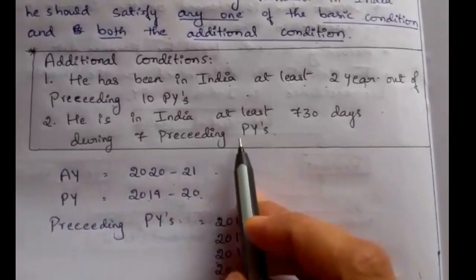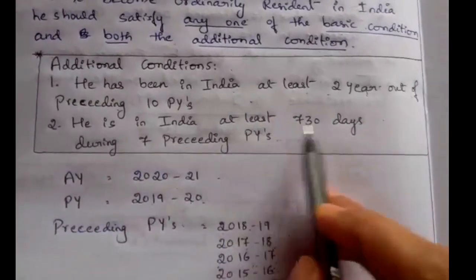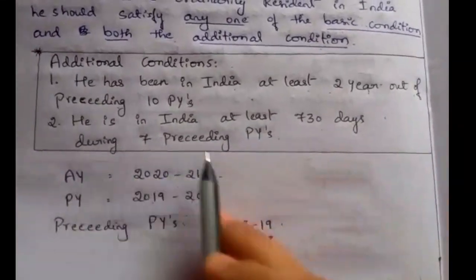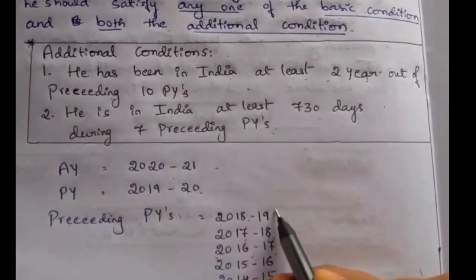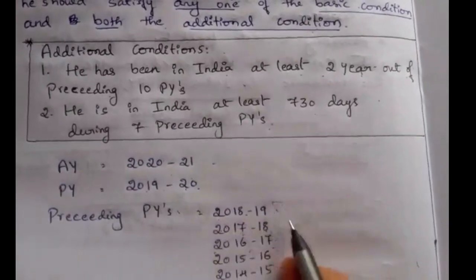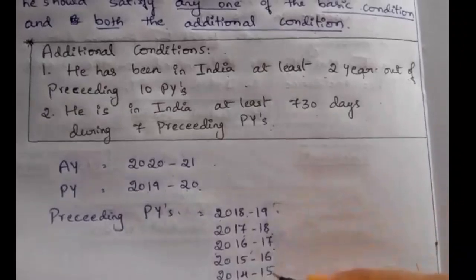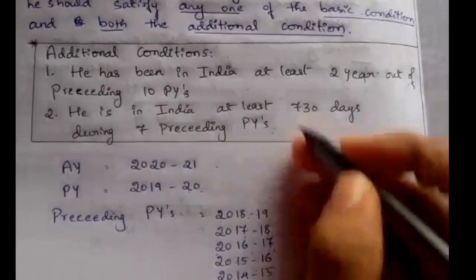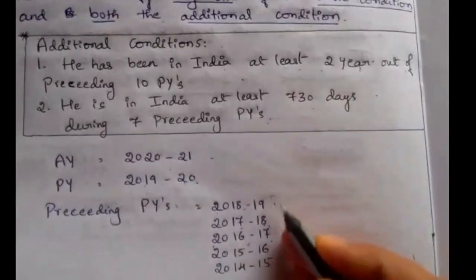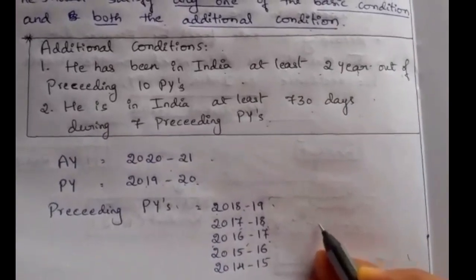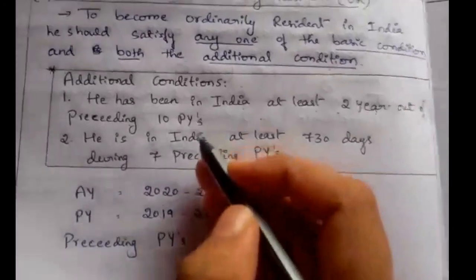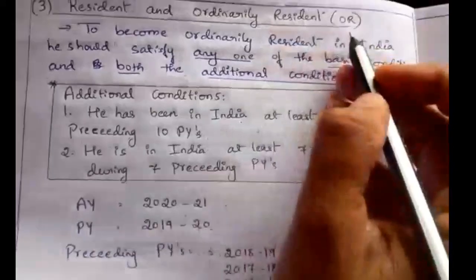Second additional condition is he is in India at least 730 days during the 7 preceding previous years. So we have to take 7 preceding previous years, and in those 7 preceding previous years he has been in India at least 730 days, then he is treated as an ordinarily resident.